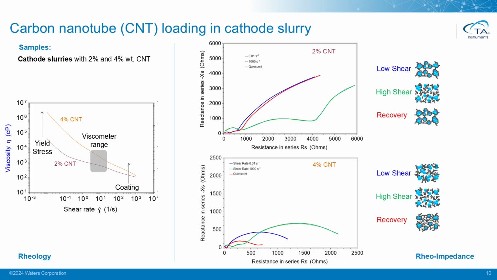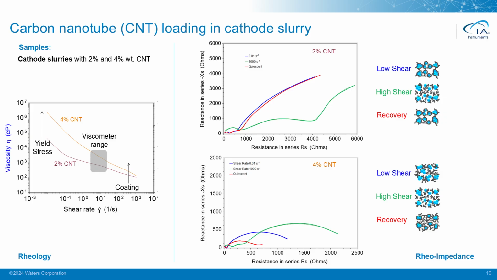But the important thing is what happens after the coating. So then we simulate the coating process. We apply a very fast shearing, here done at 1000 inverse seconds, which is the green spectra. So we can see during shearing, something is happening with our sample, and we change the structure of our carbon nanotube network.